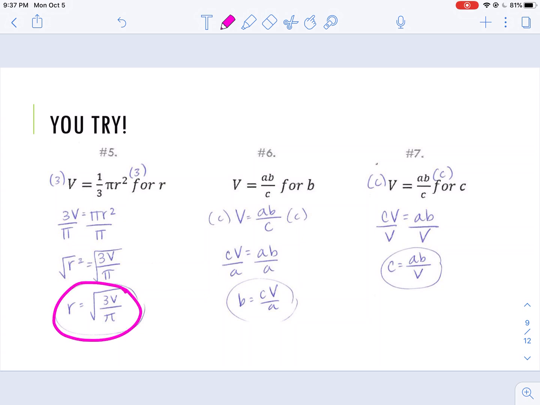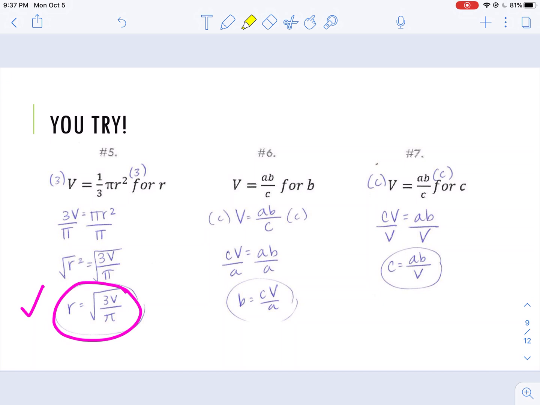If you got that correct, you can use your colored pen and put a little check next to it. If you got it wrong, you might want to pause the video and try to find your error. All right, number 6 and number 7 were very similar. I gave you the exact same literal equation, but I'm asking you to solve for a different variable here. So let's go through how to solve that.